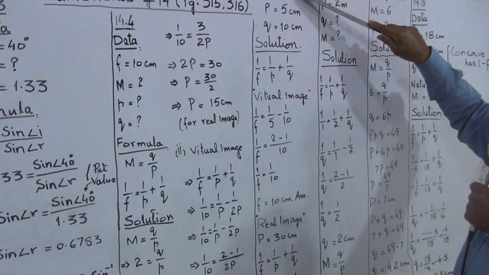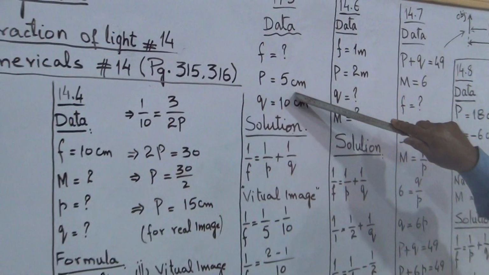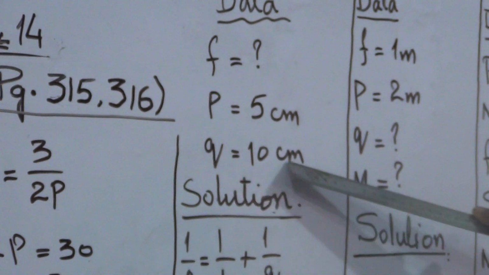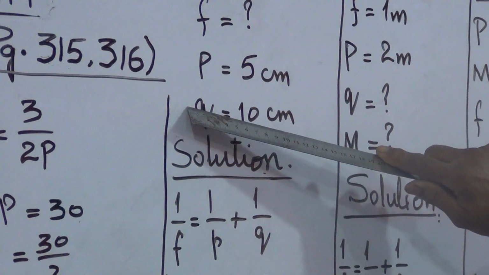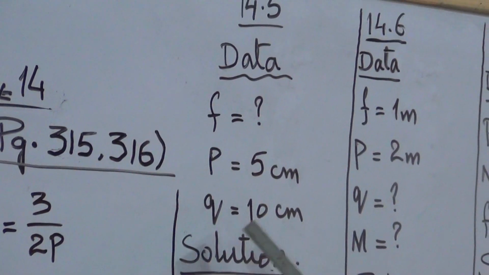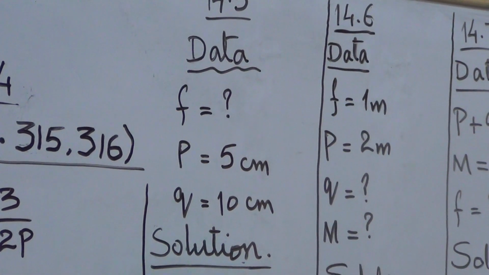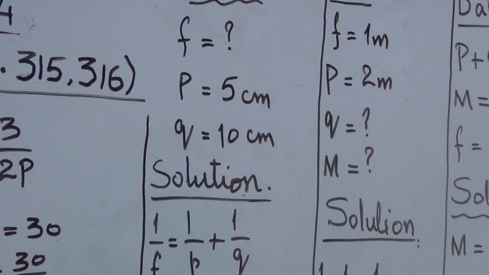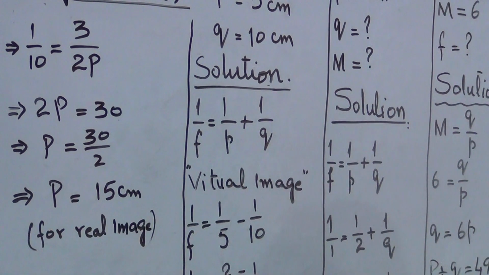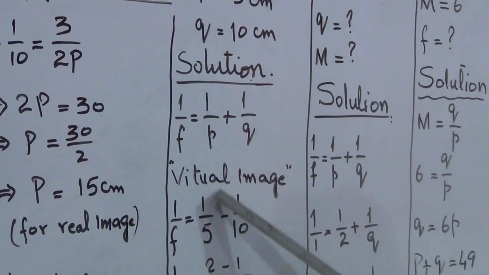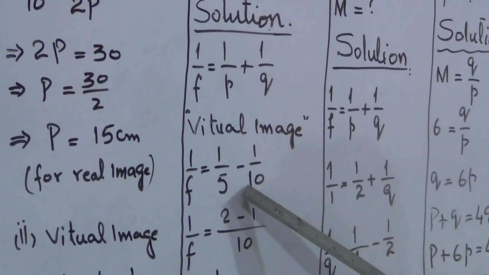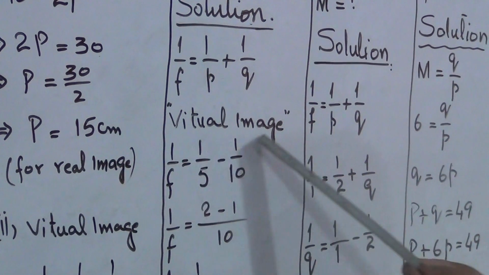You have to find out the focal length, in which p is equal to 5 centimeter, distance of the object, and q is equal to 10 centimeter, distance of the image, and the image is real. When the image is real, then q is positive. If the image is virtual, then q will be negative. So by applying this formula, 1 upon f is equal to 1 upon p plus 1 upon q. 1 upon f is equal to, p is 5 and q is 10, we will take it minus. Why? Because we are getting a virtual image.